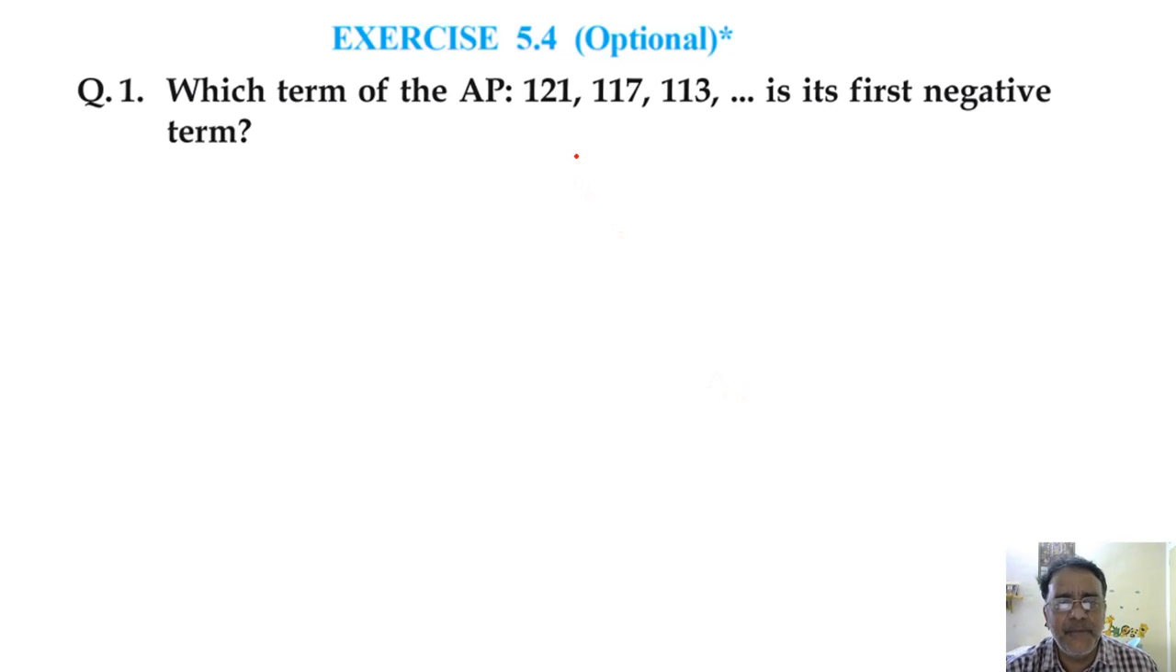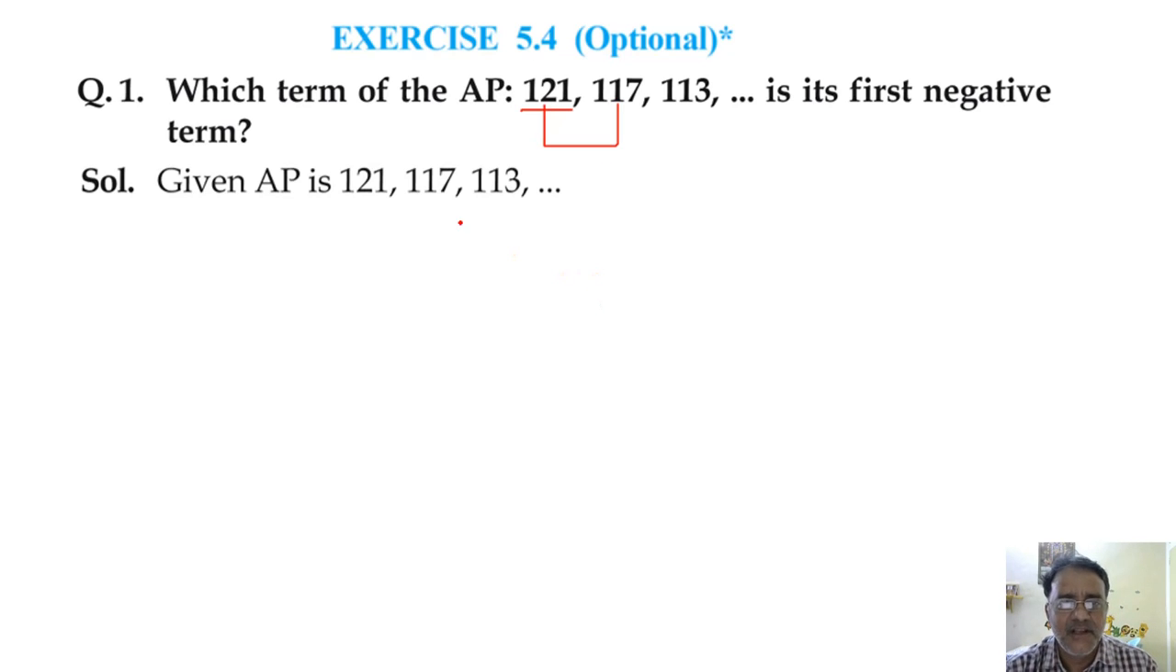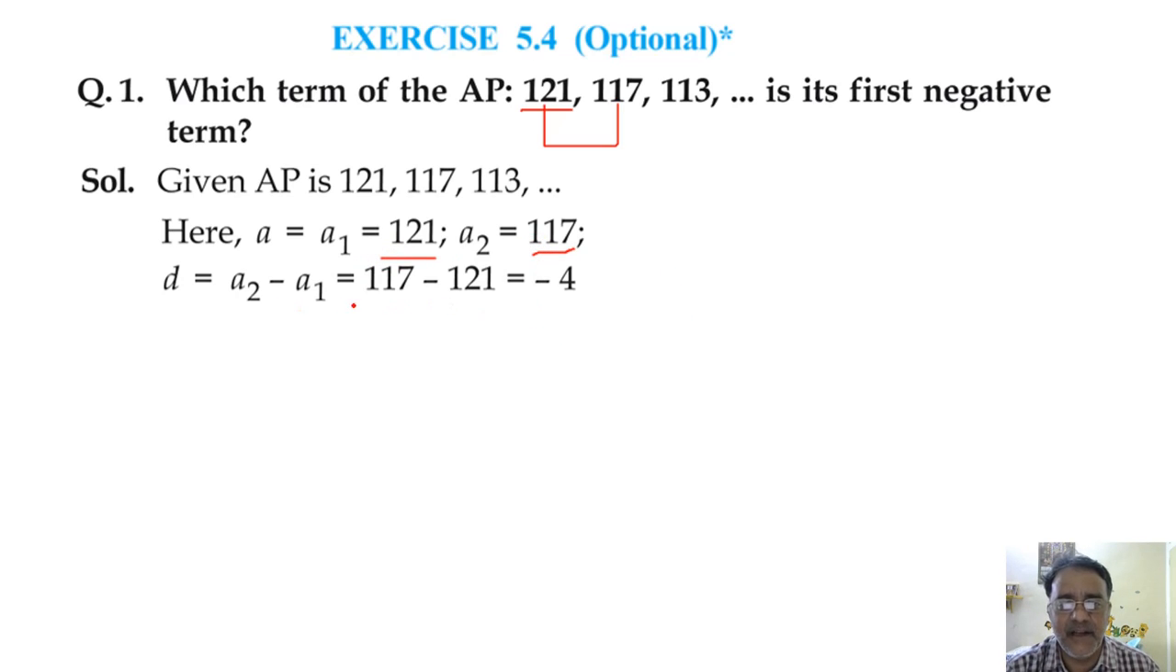Which term of the AP 121, 117, 113 is its first negative term? So what is the value of a here? 121. What is the value of d? -4. Right, because it is a decreasing order, therefore d will be negative. So a is 121 and as the second term is 117, we get a2 minus a1 is equal to -4.